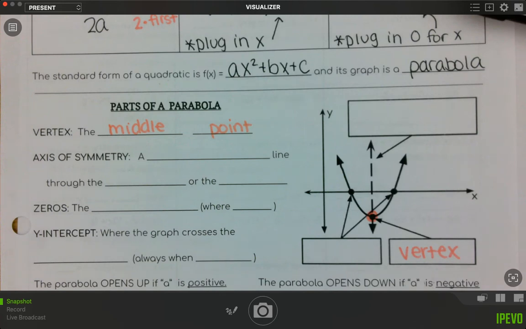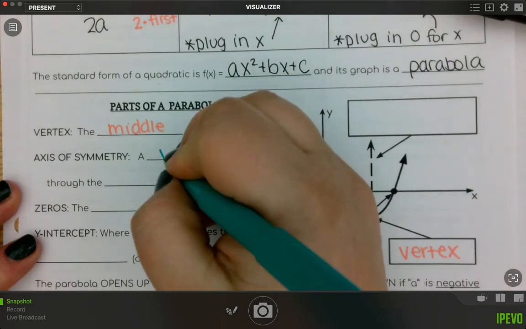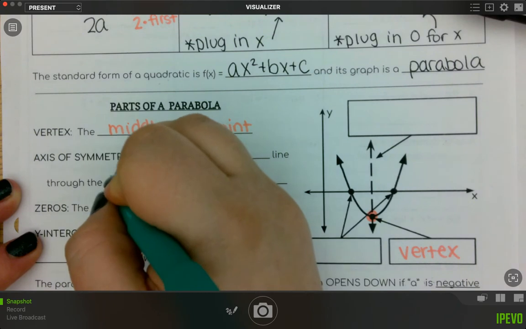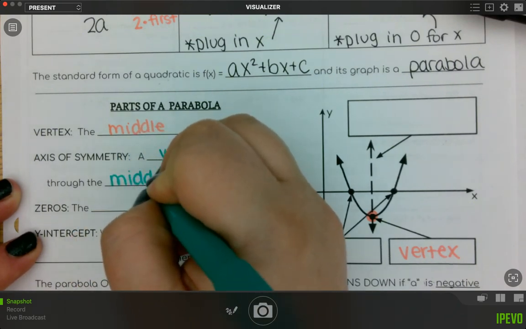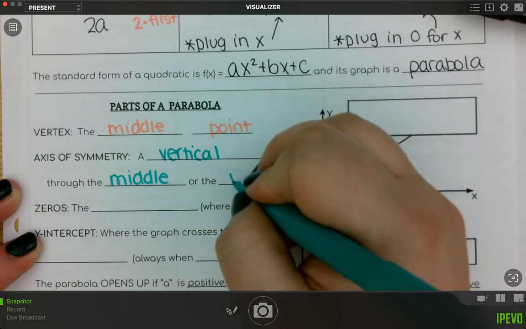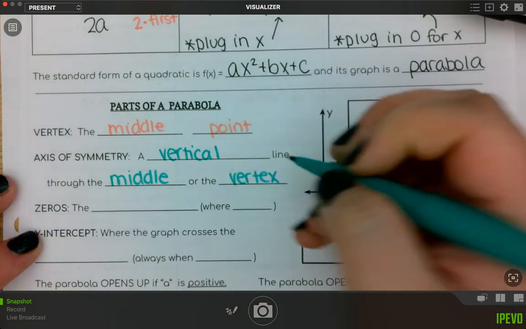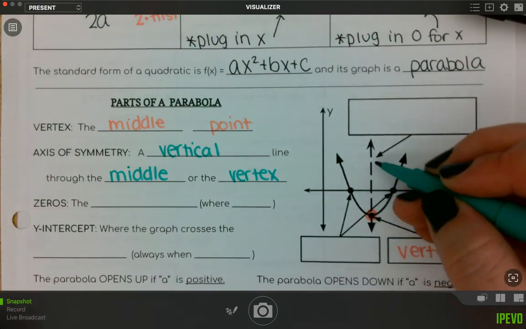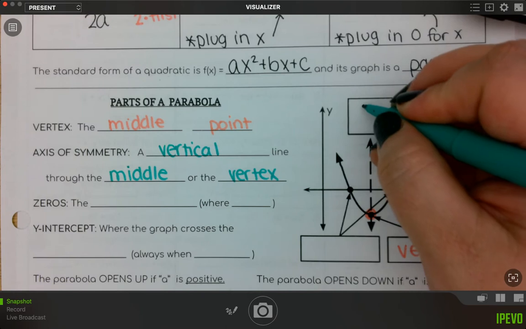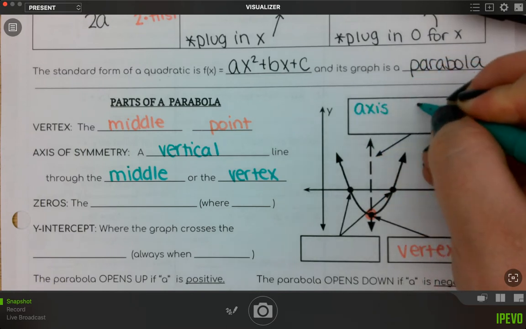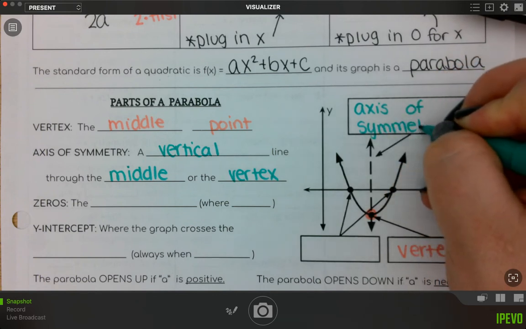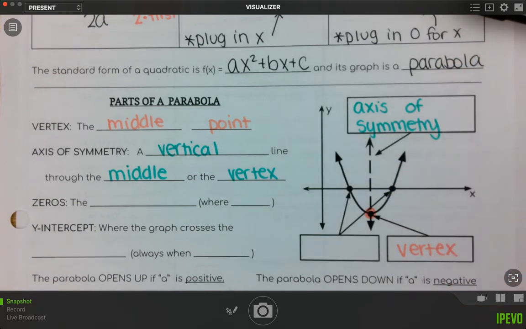That's the vertex. The axis of symmetry is a vertical line through the middle, or the vertex. So that is this dotted line going up and down through the middle, or dashed line. Axis of symmetry. And I'll give you a second to write that down.